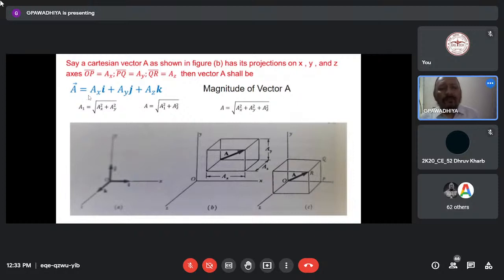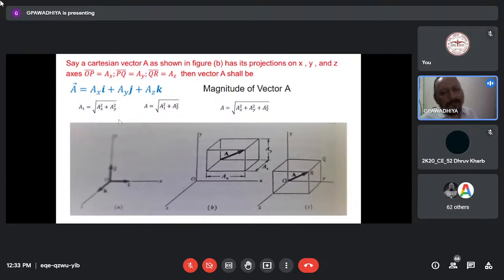Then we can write in terms of unit vectors, because A is the vector sum of these 3 vectors. So first vector, second vector, and third vector, the vector sum, the resultant of these 3 vectors, is A. So in terms of these unit vectors, we can write as the sum of Ax i plus Ay j plus Az k. We sum all the 3 and we get vector A.